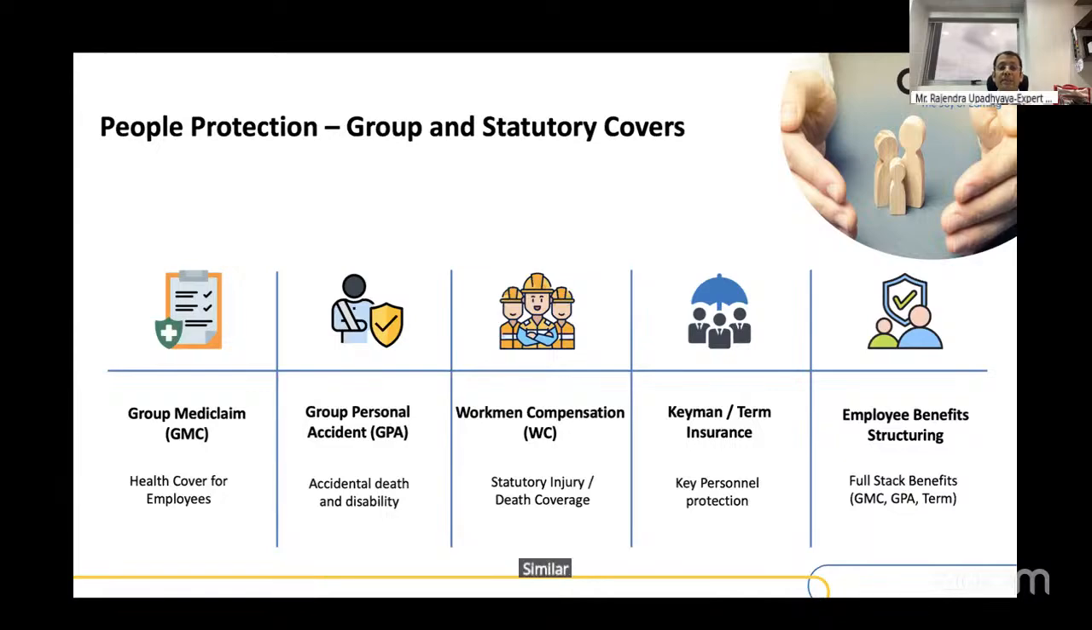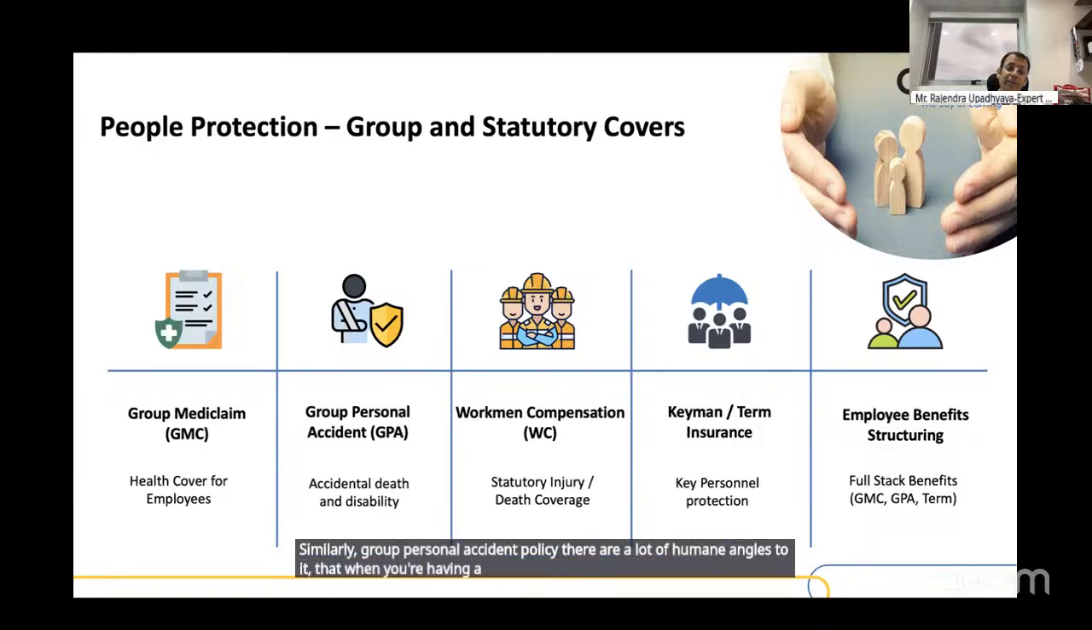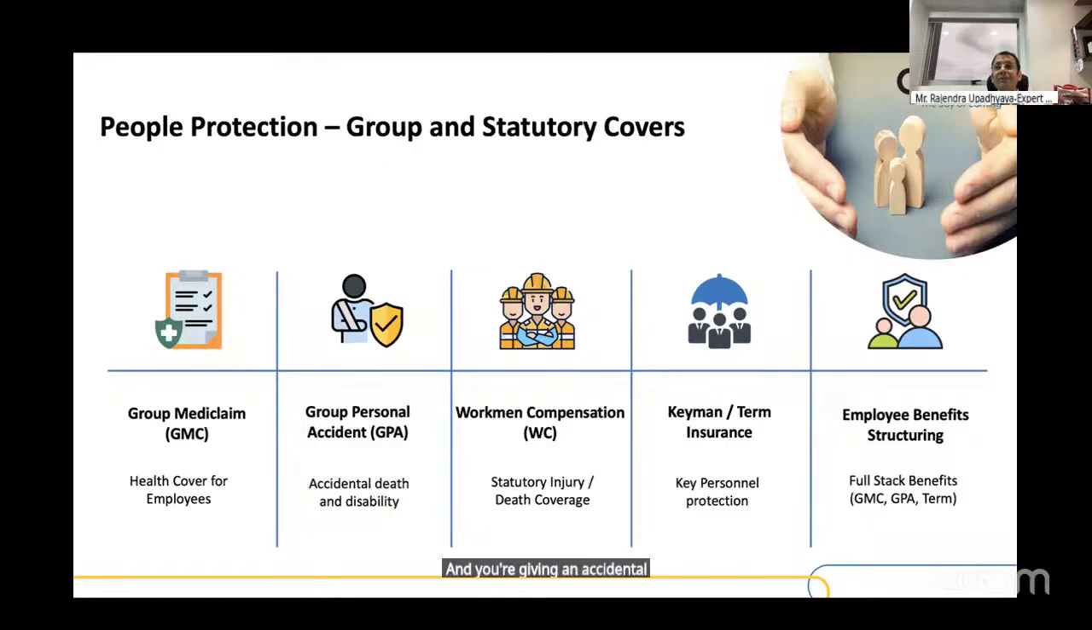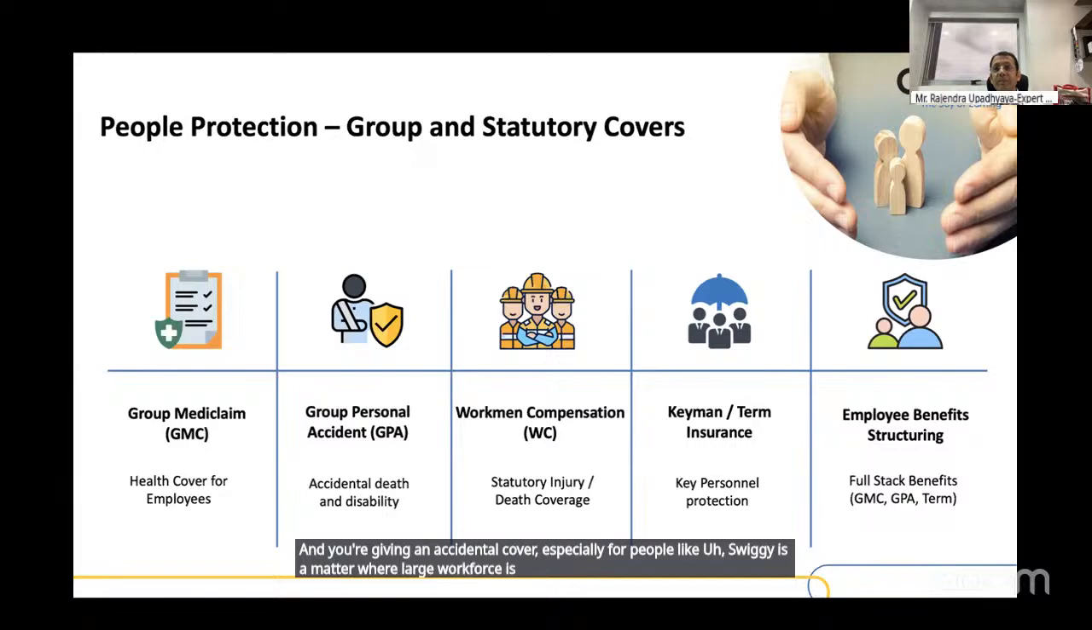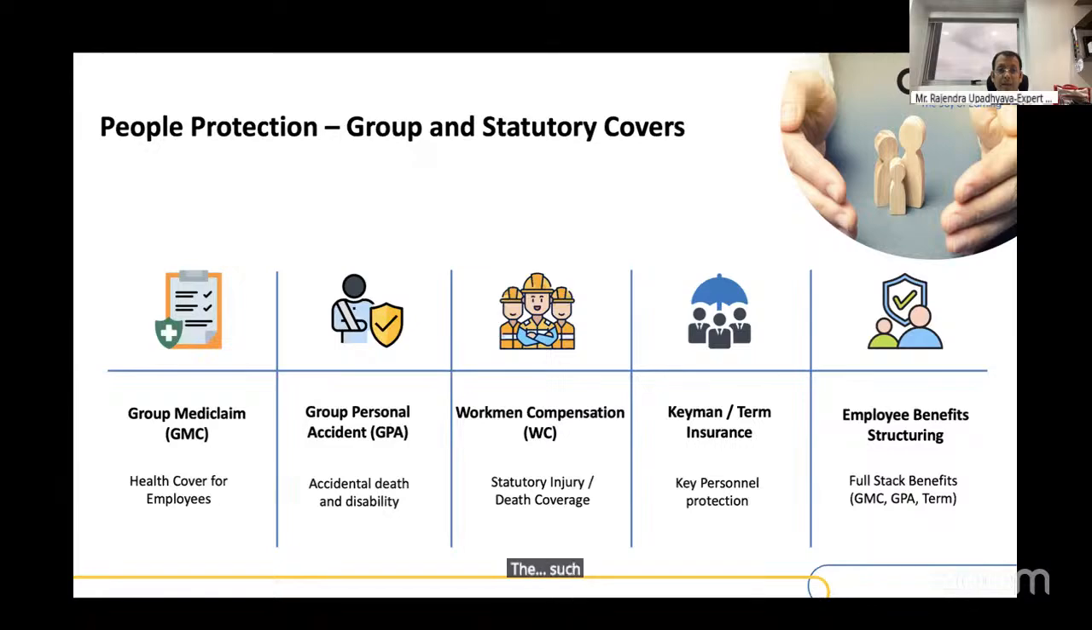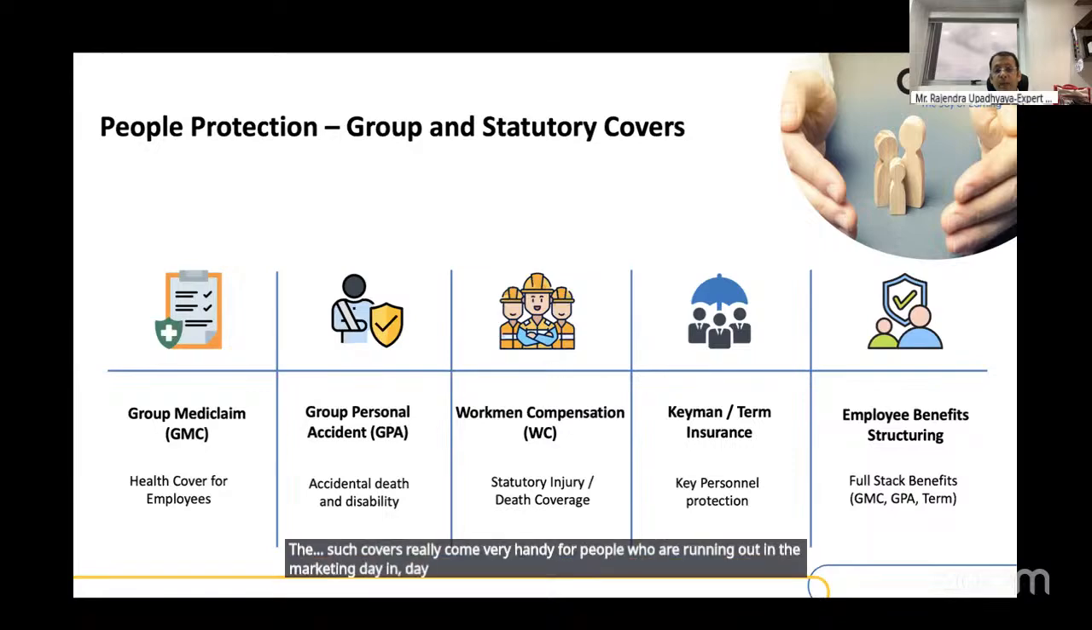Similarly, with a group personal accident policy, there are a lot of humane angles to it. When you have a large employee base and you're giving accidental cover, especially for companies like Swiggy and Zomato, where a large workforce is traveling on bikes, such covers come in very handy for people who are out in the market day in, day out.